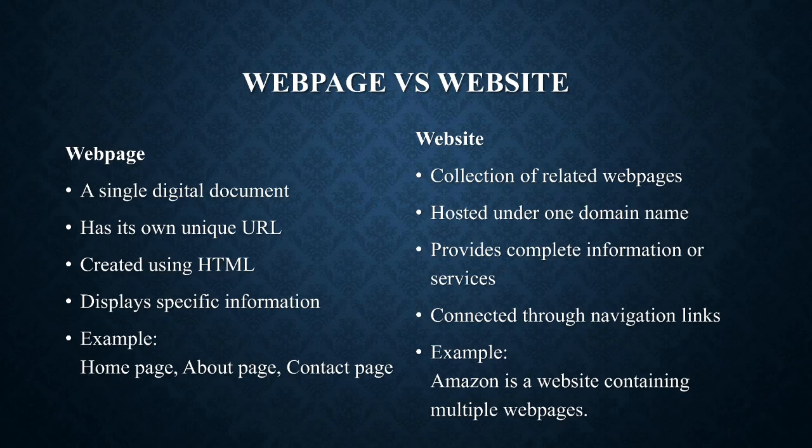Web page versus website. Web page, a single digital document, has its own unique URL, created using HTML, displays specific information. Example: home page, about page, contact page. Website, collection of related web pages hosted under one domain name. Provides complete information or services connected through navigation links. Example: Amazon is a website containing multiple web pages.